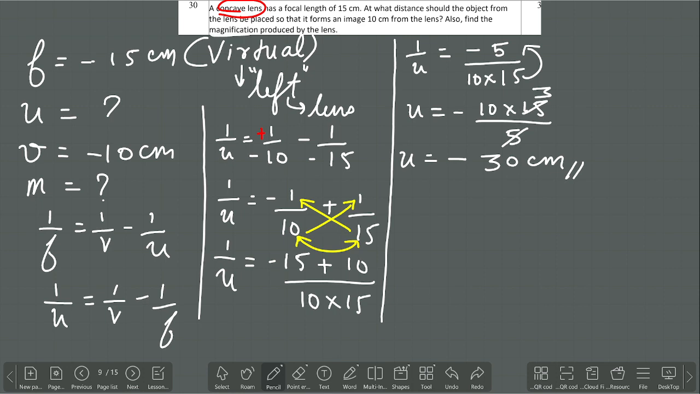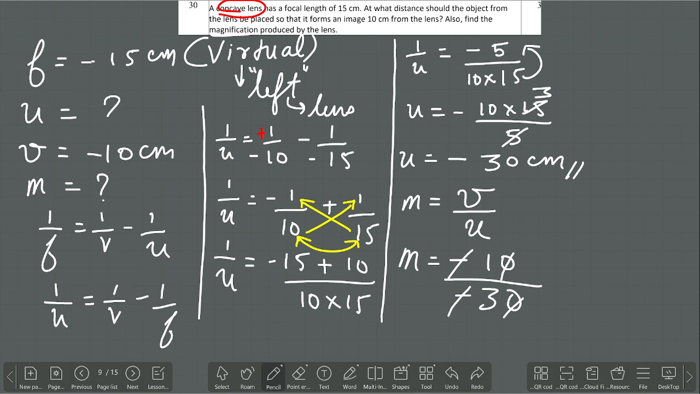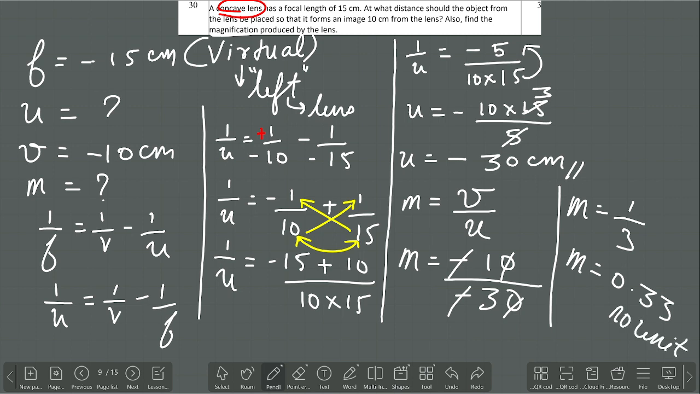Next, what we need to calculate means we need to find the magnification. So what is the formula? M is equal to V by u. So M is equal to, what is the value of V? It is given in the question, minus 10 by minus 30. So minus minus will cancel each other, 0 0 cancel each other, remaining what will be there? M is equal to 1 by 3. So M is equal to 1 by 3, which is nothing but 0.33. And what is the unit of magnification? Magnification does not have any unit. So whenever you are calculating the magnification, write along with that, no unit, also over there.